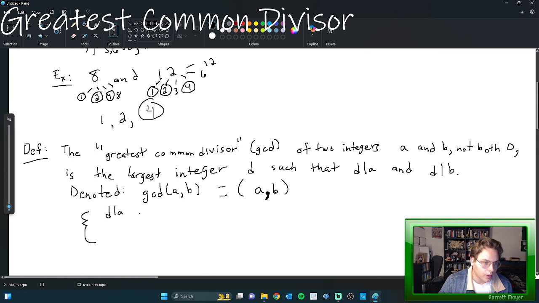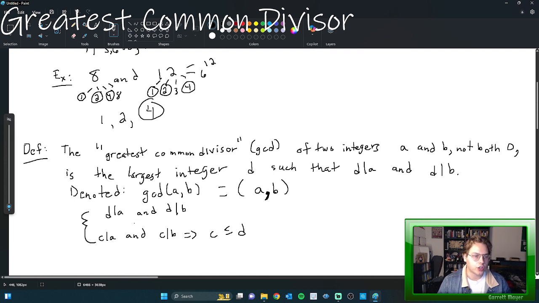D divides A and D divides B, and then C divides A and C divides B implies that C is less than or equal to D. So these two formulations are things that we're going to use quite a bit. This is how we're going to show that something is a GCD: we have to prove it divides A and B, and then we have to prove that for any other common divisor C, C is less than or equal to D. So that's the basic concept of greatest common divisor.